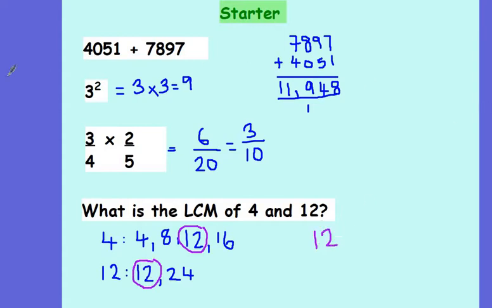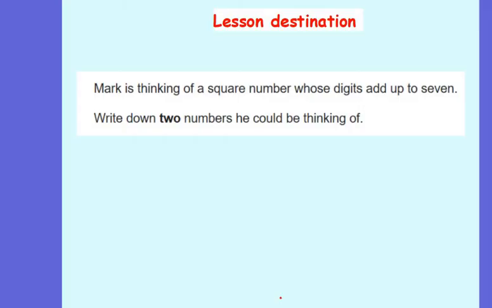Okay, let's head into today's maths lesson. Here's our lesson destination of today. Mark is thinking of a square number whose digits add up to 7. Write down 2 numbers he could be thinking of. That's where we're headed. This is where we're starting.